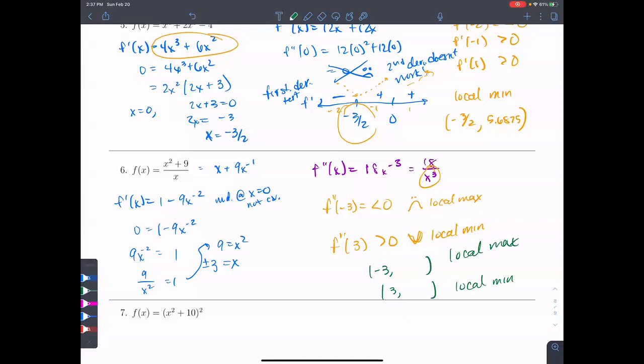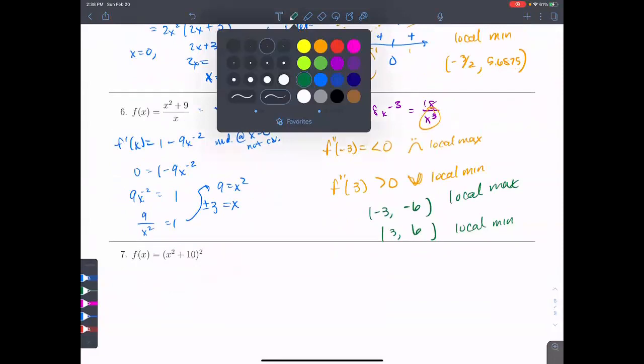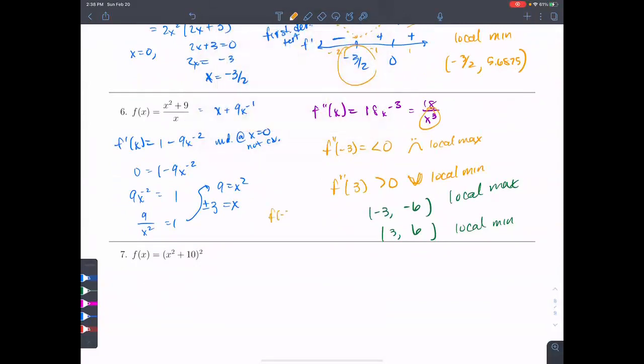18 divided by -3 is -6. And 18 divided by 3 is 6. Okay. That is f of -3 equals -6. f of 3 equals 6.